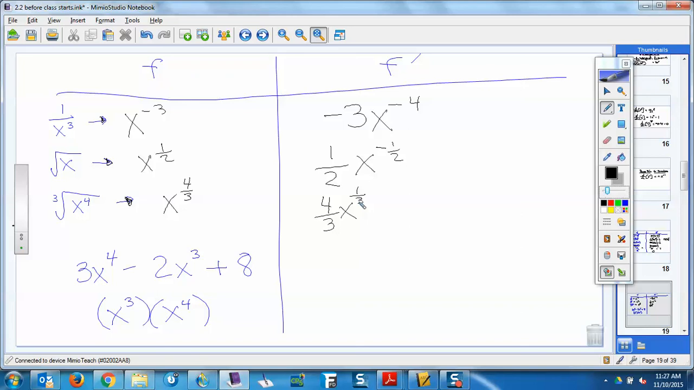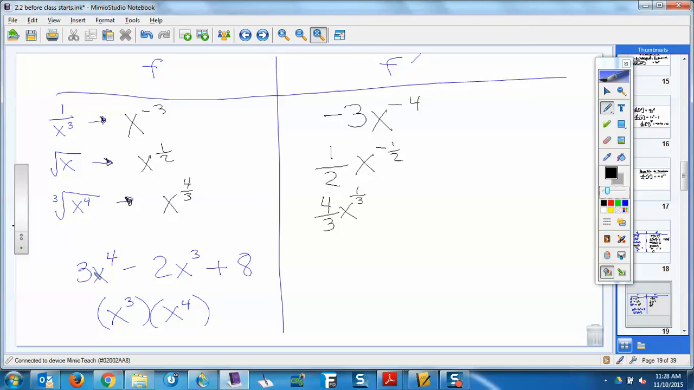So there's the derivative. Okay, now, what happens if you have a polynomial? What happens if you have multiple terms added together? Well, it turns out that there's a rule that says it's okay to do the derivative of each term individually, and that will give you your f prime, your derivative. So, we can do the derivative of this first one.